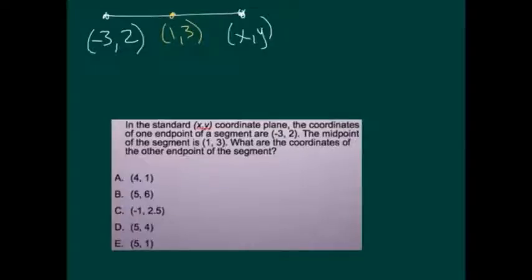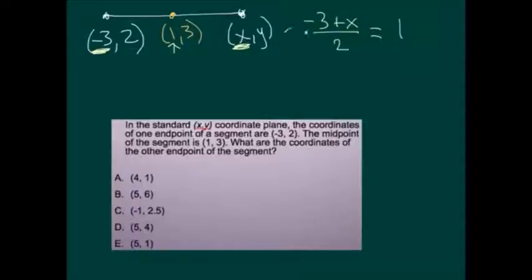So we can still essentially use the idea of average in order to figure this out algebraically. We know that when we add -3 and this x over here and find their average, divide by 2, we get 1. So we can set this up algebraically. We know that (-3 + x) divided by 2 will give us our average. It'll give us our midpoint coordinate, 1.